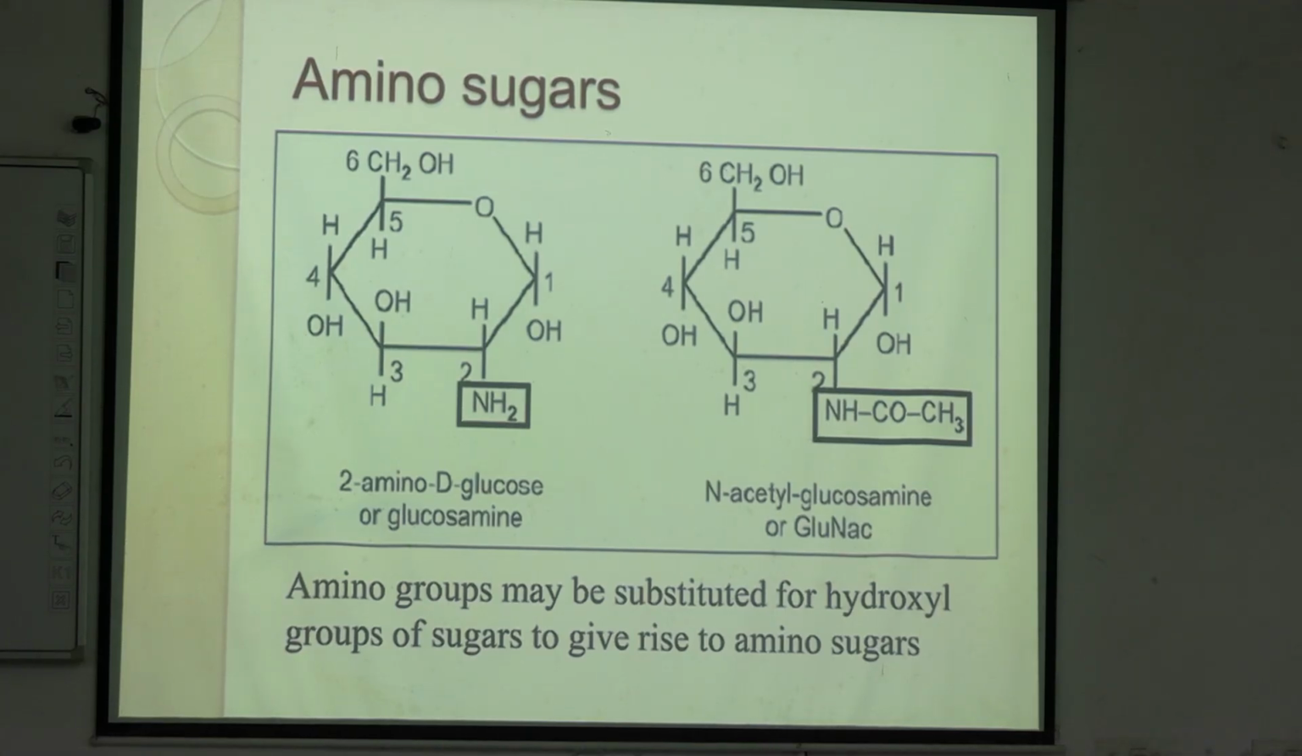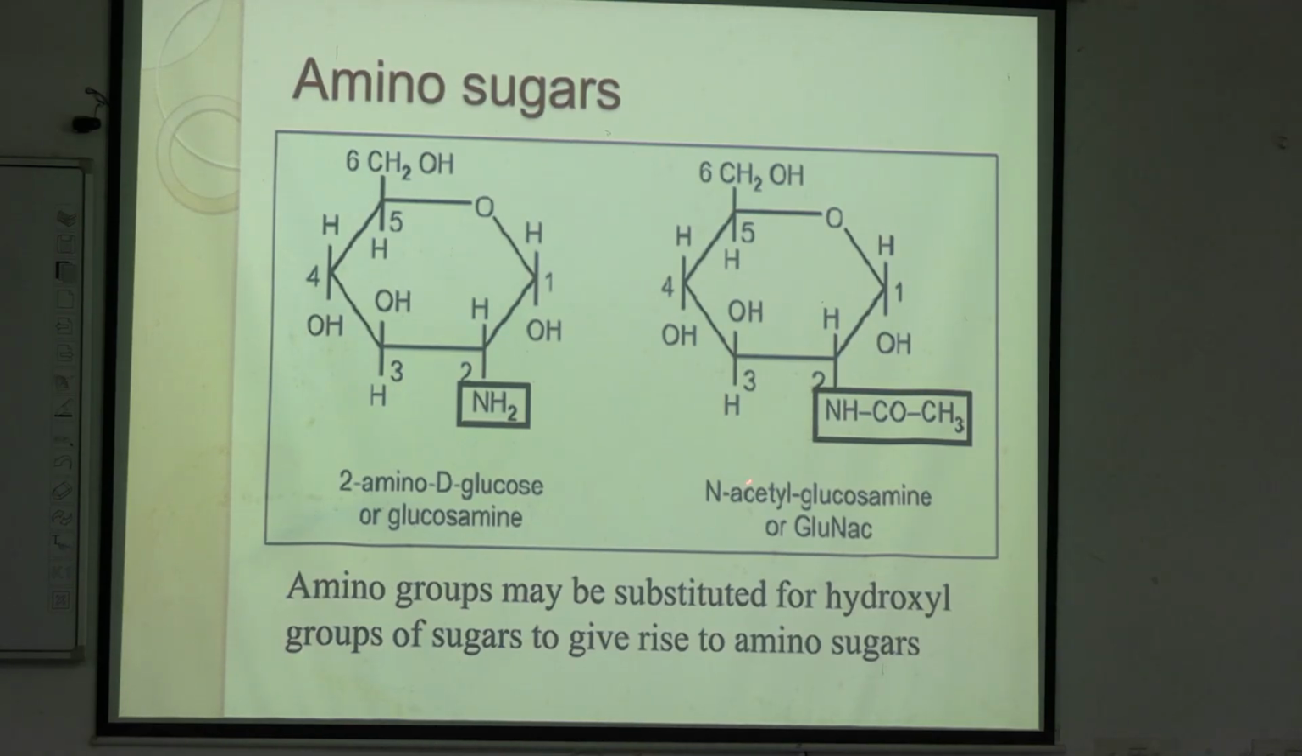This will come again in your next class when we discuss the polysaccharides, mainly the mucopolysaccharides. Mucopolysaccharides are made up of amino sugars and sugar acids. In case of amino sugars, they mainly vary between glucosamine and galactosamine. So this is the structure of glucosamine.